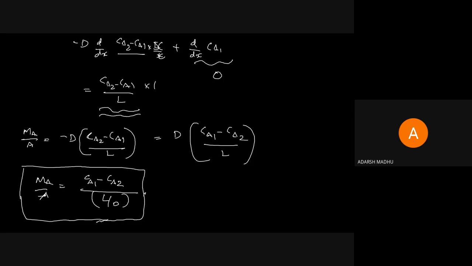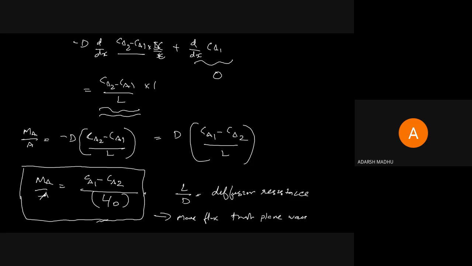The final equation for steady state diffusion for a plane wall is MA by A, or NA, equal to CA1 minus CA2 divided by L by D. And this L by D is known as diffusion resistance. This is the mass flux through a plane wall. L is the thickness, D is the diffusion coefficient. D is not diameter here, it is a plane wall. CA1 and CA2 are mass concentrations, and L by D, thickness divided by diffusion coefficient, is known as diffusion resistance.